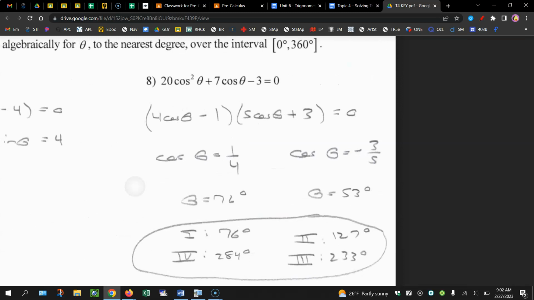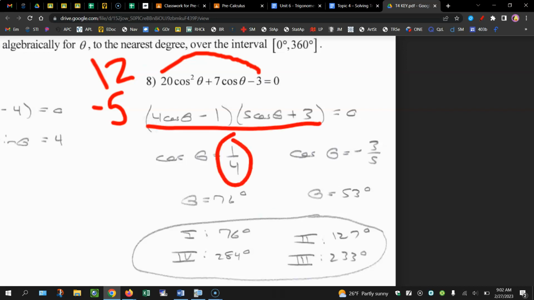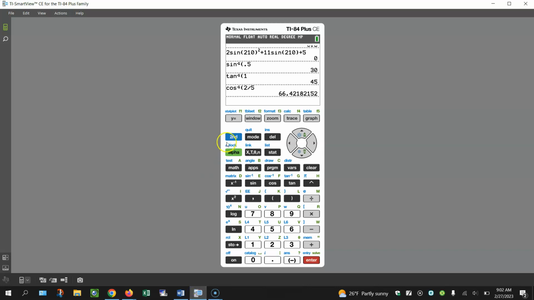And question 8. Again, factoring by grouping, 20 times -3 is -60. So you need numbers that multiply to -60 that add up to 7. So 12 and -5. You'd end up doing factoring by grouping to get to this point. Cosine theta equals 1/4. Inverse cosine in the calculator to get 76, which honestly I think is wrong if my memory is correct. Inverse cosine of 1/4, 0.25. Oh, 76.